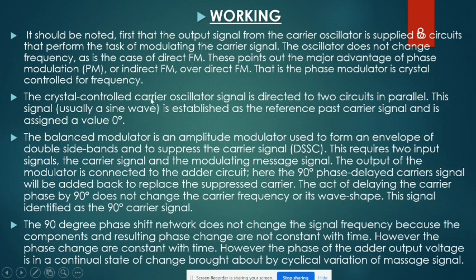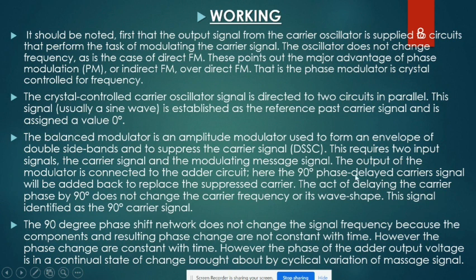The crystal control carrier oscillator's signal is directed to two circuits in parallel. This signal is established as the first carrier signal and is assigned the value 0 degree. Then the balanced modulator is an amplitude modulator used to form an envelope of double sideband and to suppress the carrier signal, DSSC. It requires two input signals, the carrier signal and the modulating message signal. The output of the modulator is connected to the adder circuit.